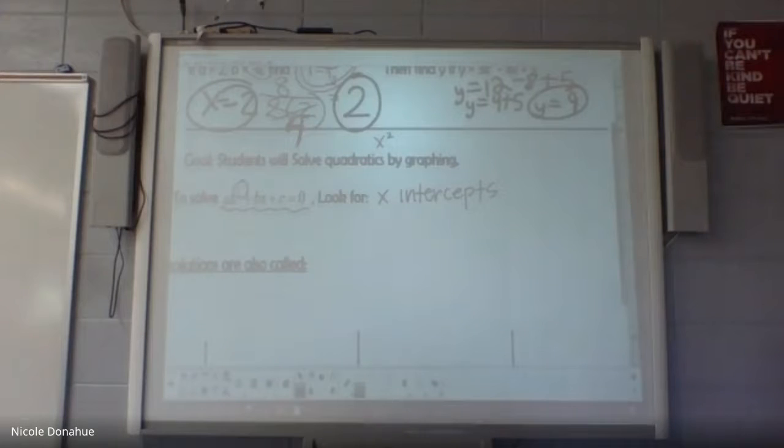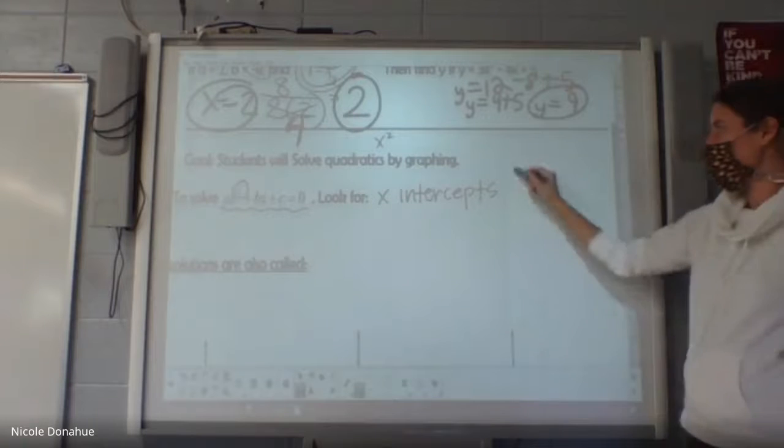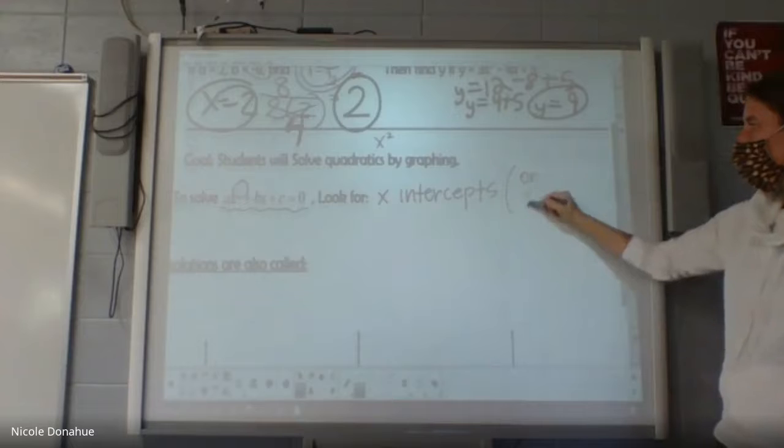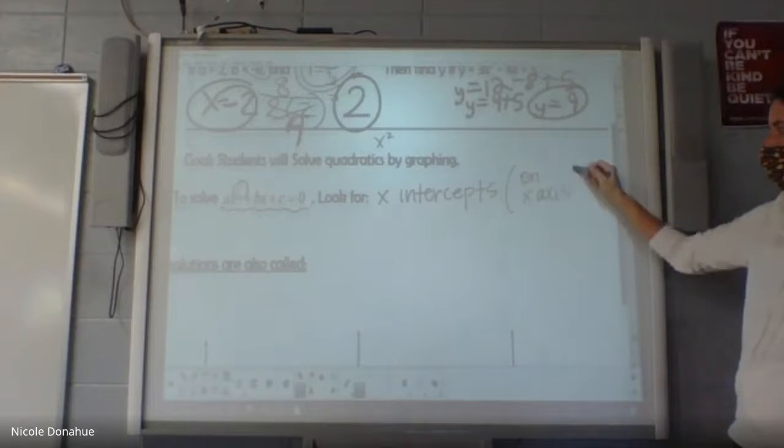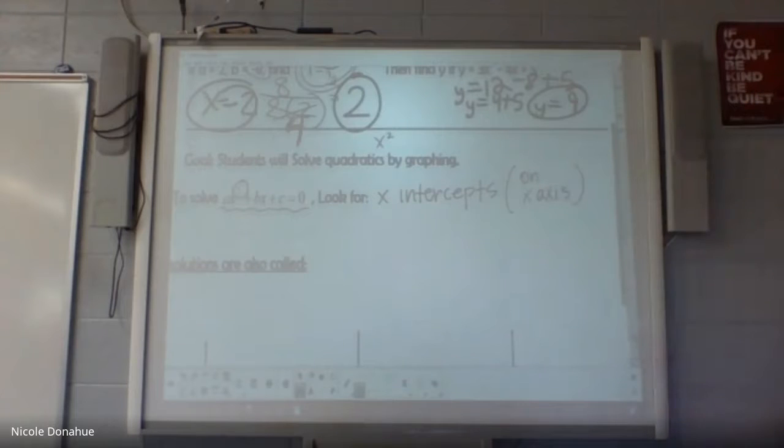Where do the x-intercepts show up on our graph? Yep, on this axis, the x-axis. On the graph. So we're graphing today. We're looking for the points on the x-axis.